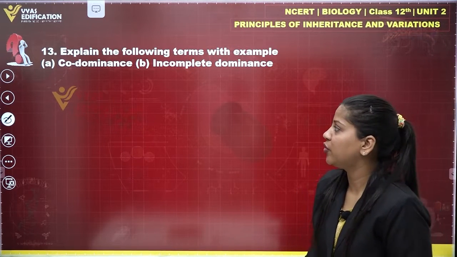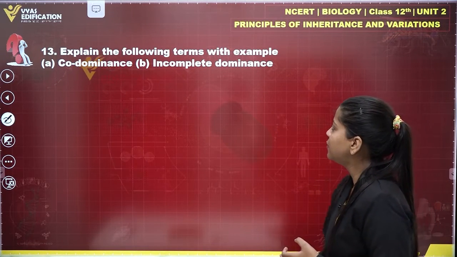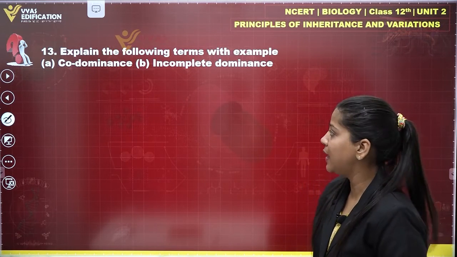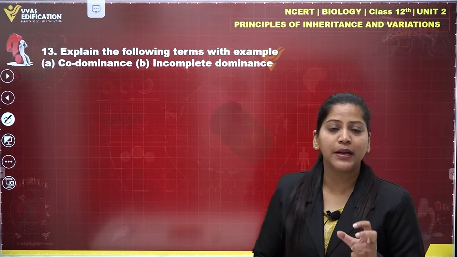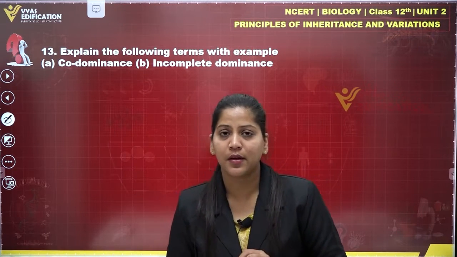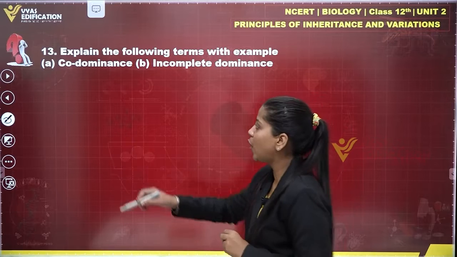Now let's talk about question number 13. Explain the following terms with examples: codominance and incomplete dominance. So we have to explain codominance and incomplete dominance along with their examples. First we are talking about codominance.